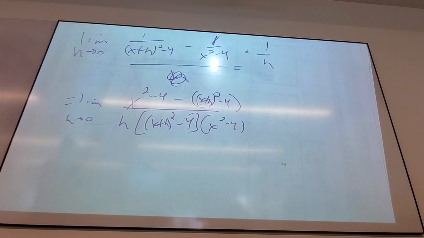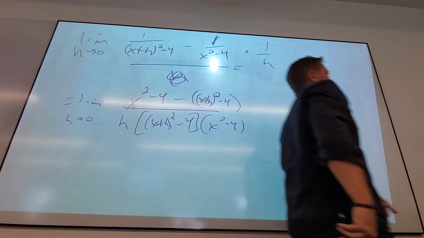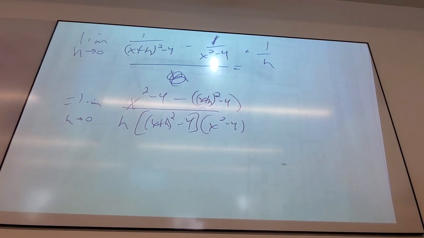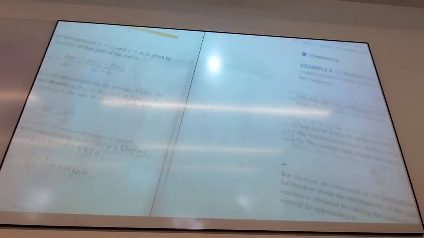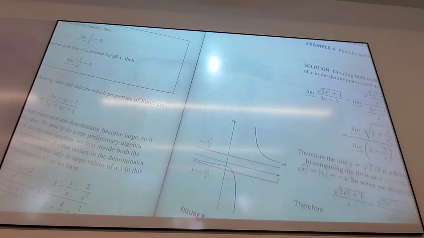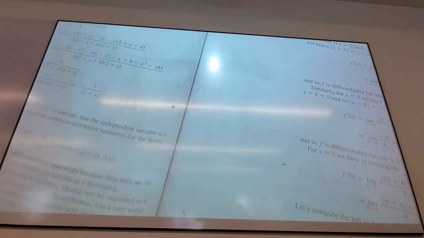Okay. All right, so on the top, stuff's going to cancel. You're going to kill your H's, and then you'll be able to plug 0. Is that all right? So that's the first part of the problem. Which one was it in my book? 2.8 number 27, thank you.